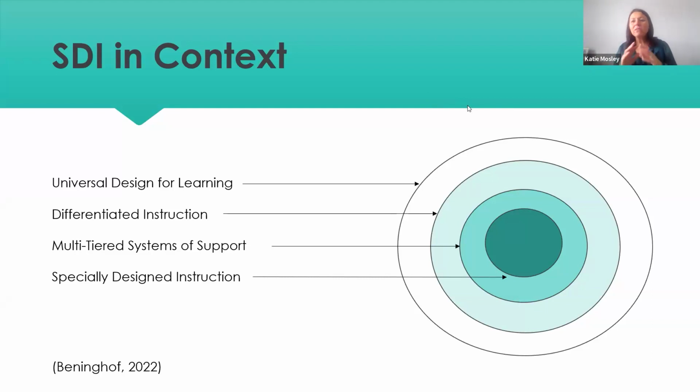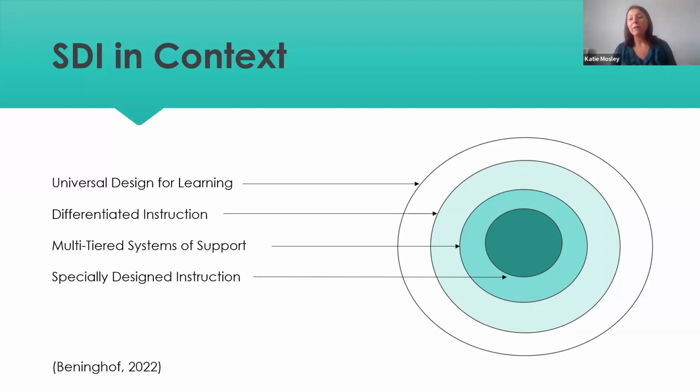Okay, so when we look at specially designed instruction within the context of all of the other things that are occurring at school, this bullseye is spot on. And so this bullseye came from a book by Anne Benninghoff, and it's one we will reference a few times throughout this presentation, and it is linked in your Padlet. This book does a really great job of breaking SDI down even more than what we can do in this 90-minute presentation.